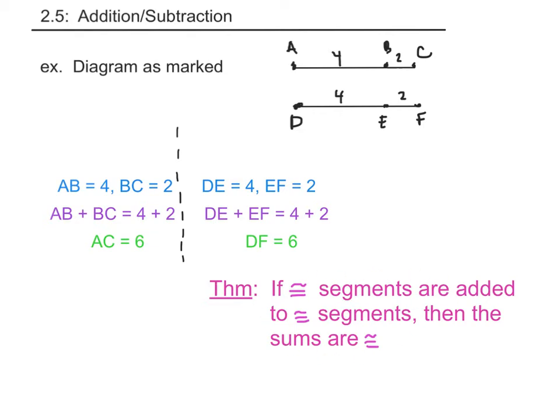Okay, one more time. I should note that this will also hold for angles. So if everywhere I see the word segment, I change the word to angle or angles, depending on what fits, it will also hold. So if congruent angles are added to congruent angles, then the sums are congruent. And there's theorem number 2.